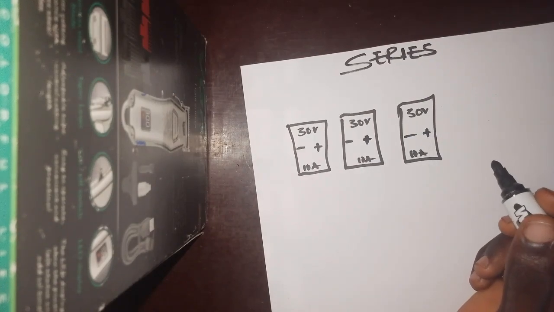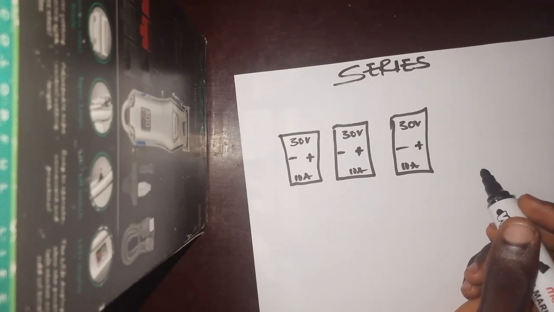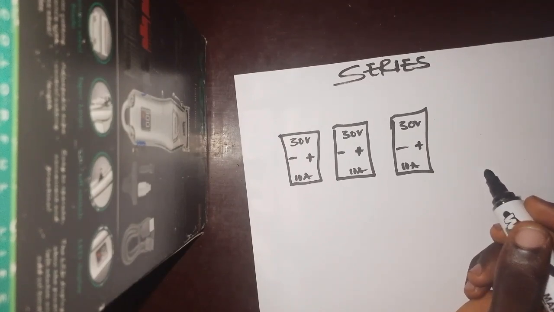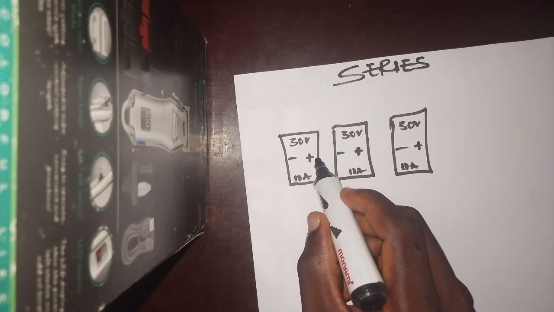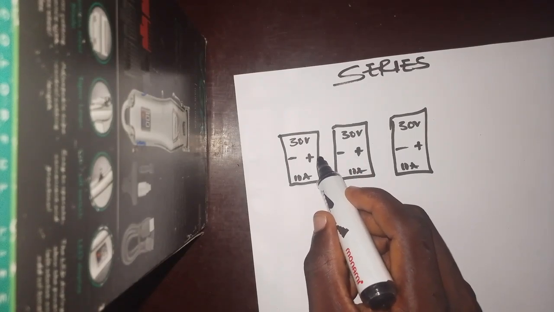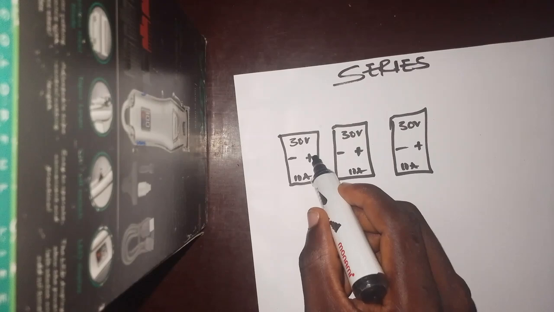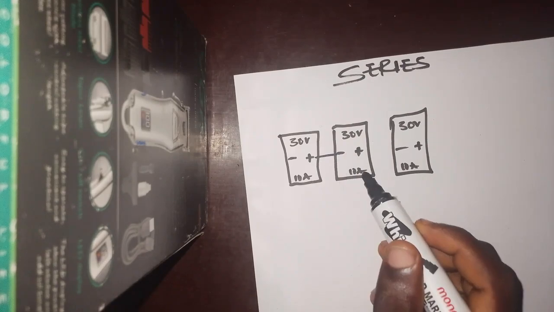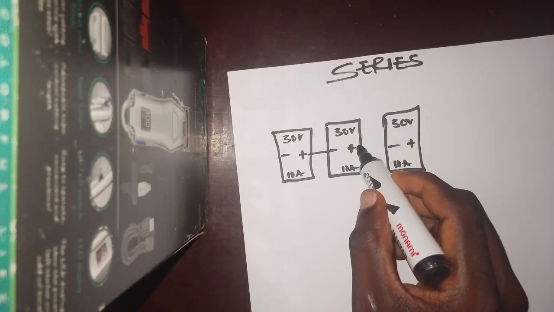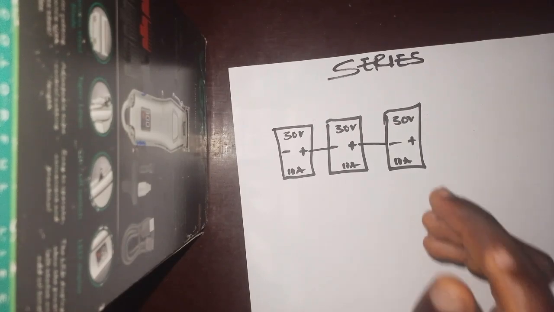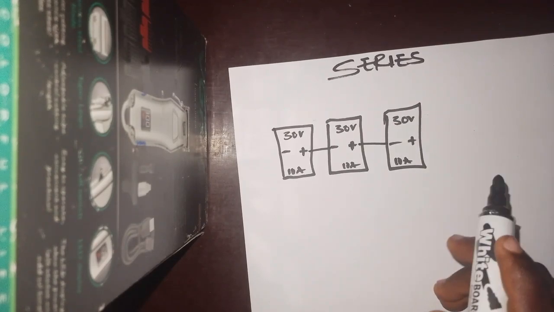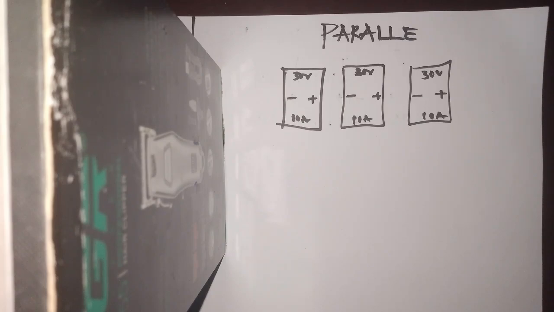So connecting these panels in series is done in a very simple and understandable way. So let's practicalize this by clipping the positive terminal to the negative terminal and also this to this. You've just connected these panels in series. So let's connect these panels in parallel.